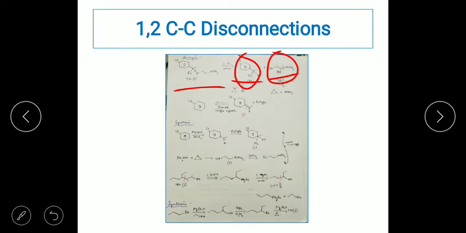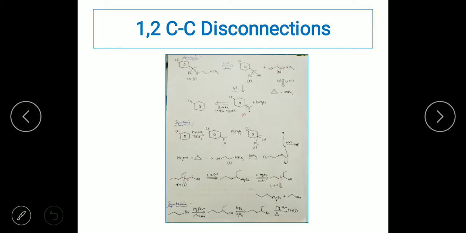So in both, the synthetic equivalents would be an alcohol. Now the next step would be further disconnection of 2. Here I've written down intermediate 1 and 2, product 1 and product 2. And here the further disconnection of 2, that is, you can do the 1,2 CC disconnection, would again give rise to an amine and an epoxide. So now you can make sure that these two would be the starting materials for the formation of compound 2.